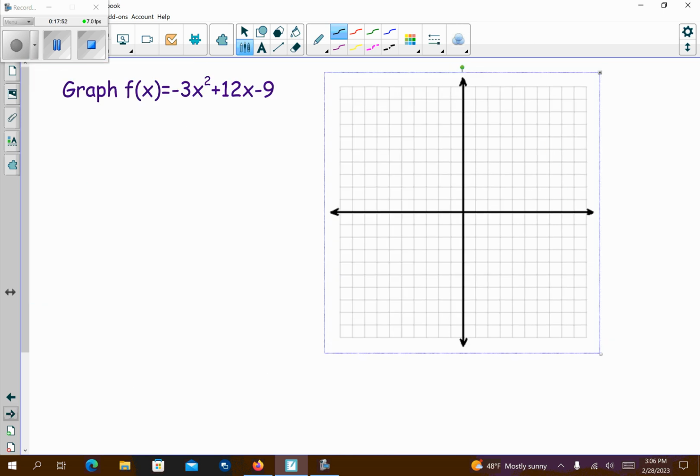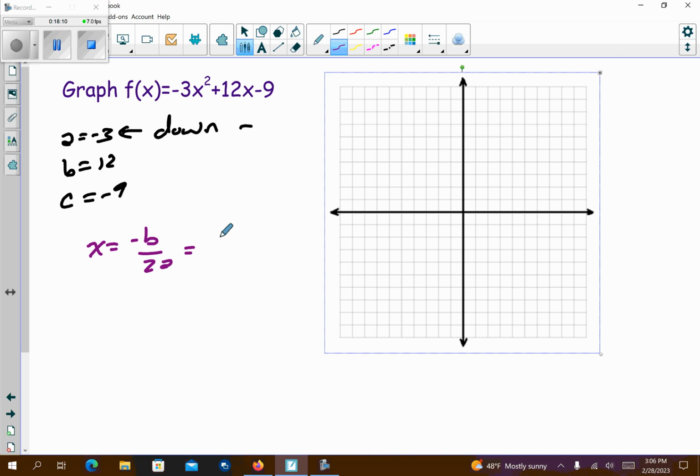Let's go a little bit further. Okay, I know that my a value is negative 3, my b value is 12, my c value is negative 9. This is going to go down because the a value is negative. And let's find negative b over 2a. So x equals negative b over 2a. So I'm going to go negative 12 over 2 times negative 3, which is negative 12 over negative 6, which gives me just 2. So I have an axis of symmetry at 2.